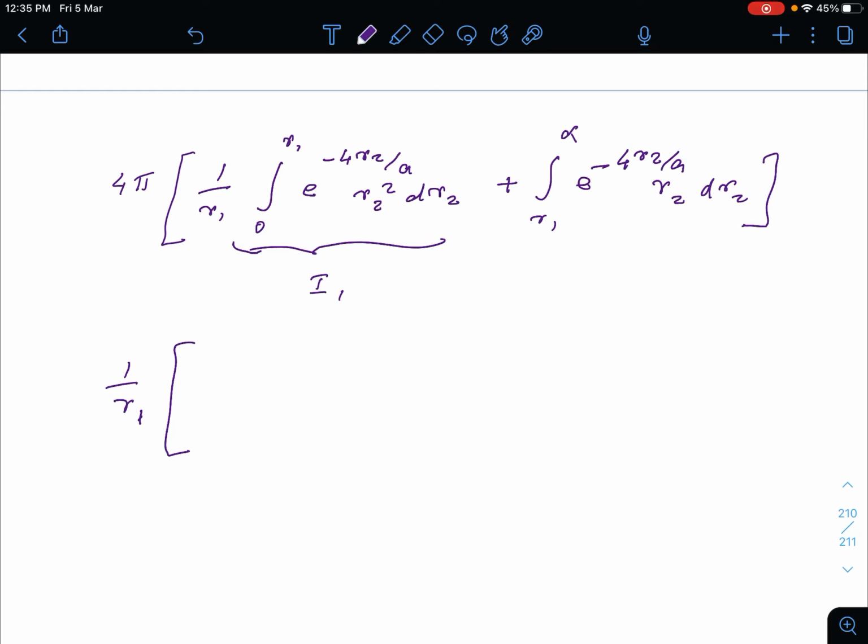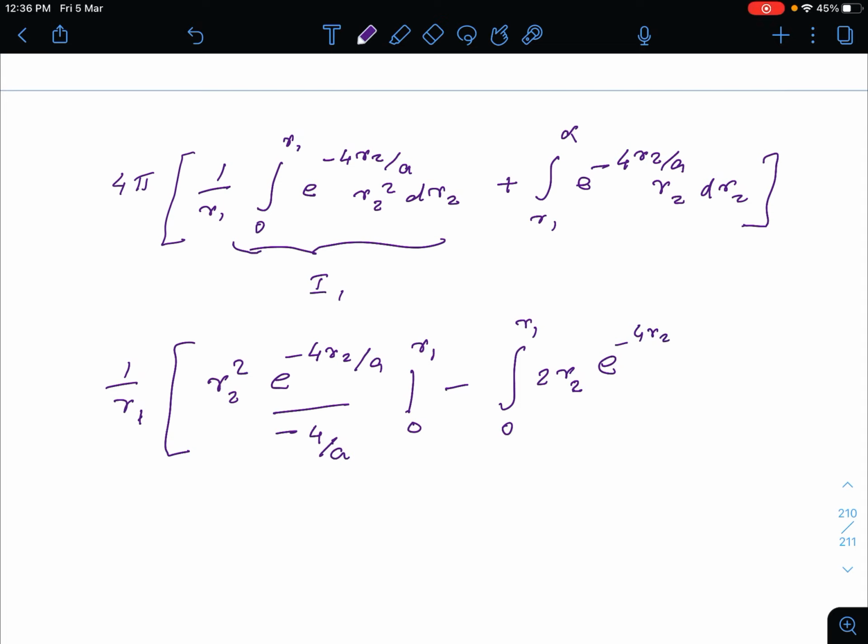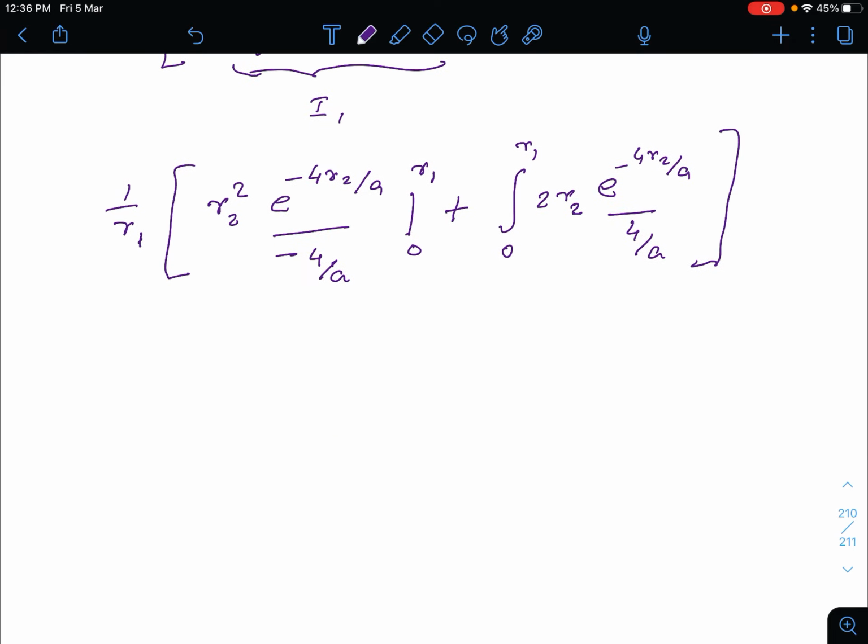So this is the first function into integral of the second function, limit 0 to r1, minus integral of the differential of the first function, that is 2r2, into integral of the second function, that is 4 by a, correct, dr2.